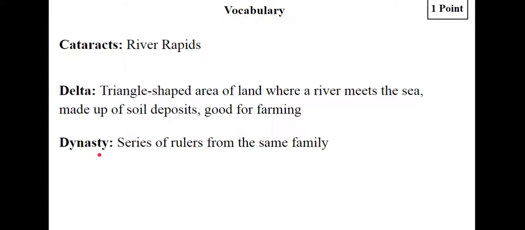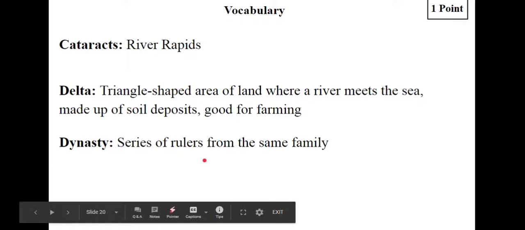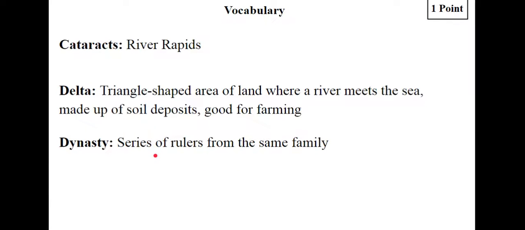And a dynasty is a series of rulers from the same family. So if your dad was a king and your dad's dad was a king and you're a king and your son is going to be a king, then you are part of a dynasty.